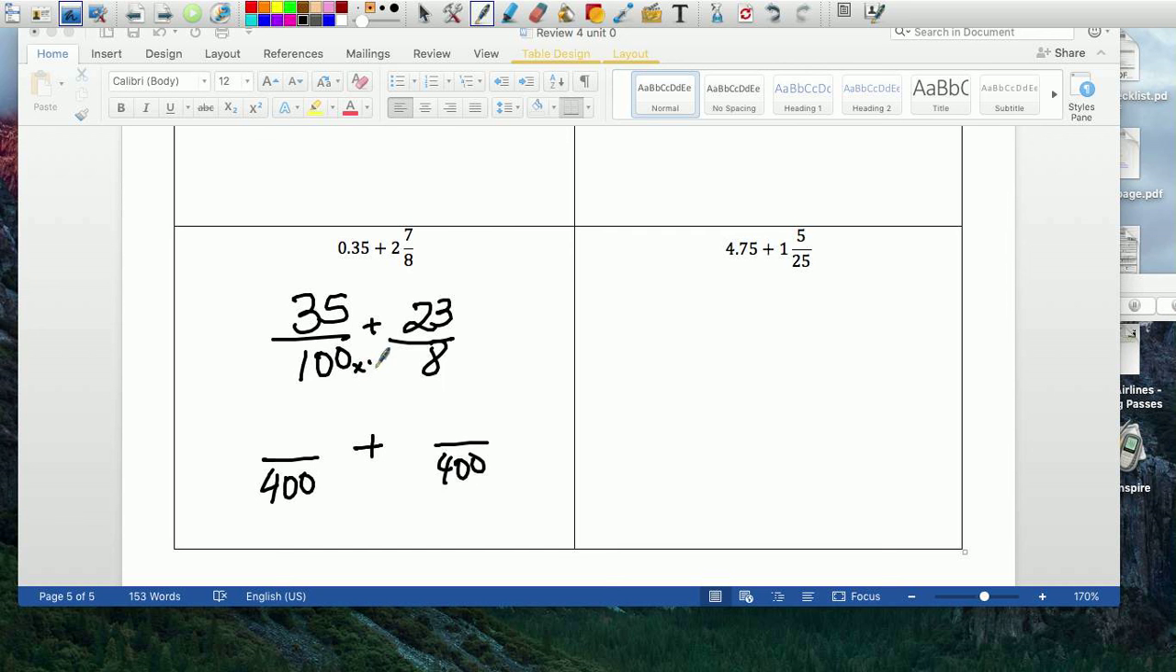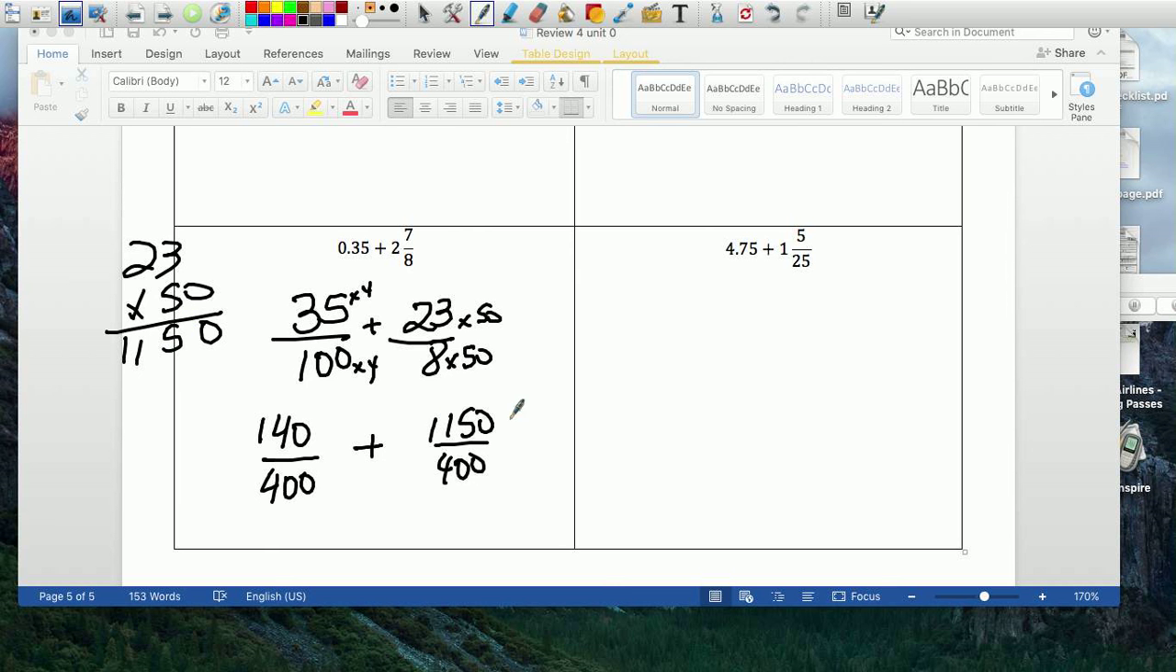100 times 4 is 400, so times 4 on top, which is going to be 140. 8 times 50, and times 50 on top. Yikes. 23 times 50. Is it really 50? Yeah. 0, 15, 1150. So now the bottoms are the same, that's 400, right? So 1,150 plus 140 is 1,290.